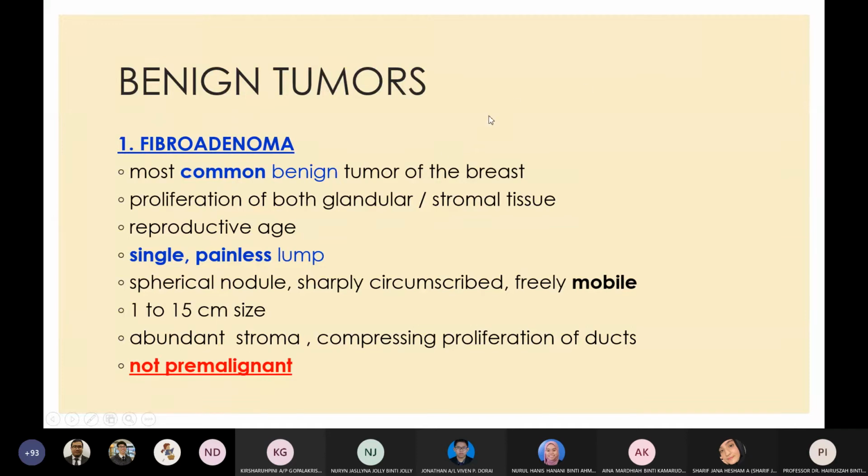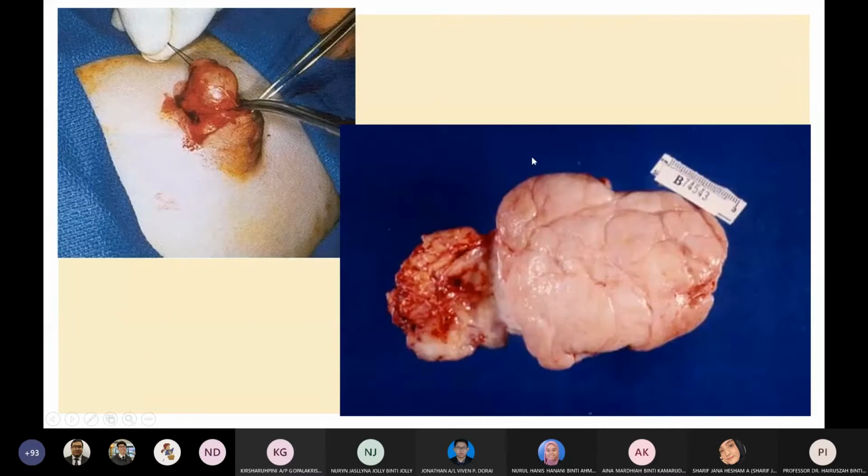It's totally benign. If the patient comes back with another mass, it might be another fibroadenoma. Let's say one was resected, and then a few years later she had another lump. It could occur, but it's not actually a recurrence. It's just another growth of the same name, fibroadenoma.